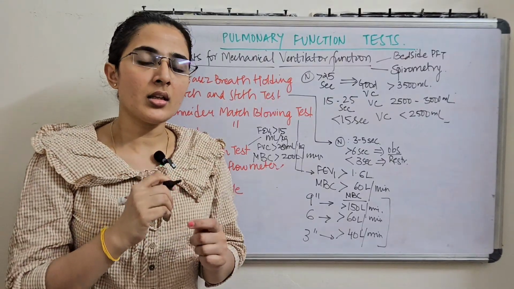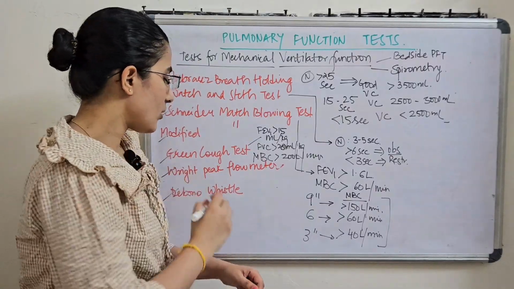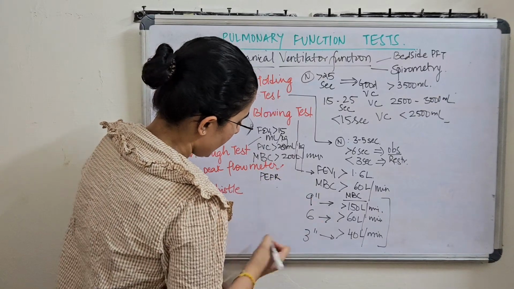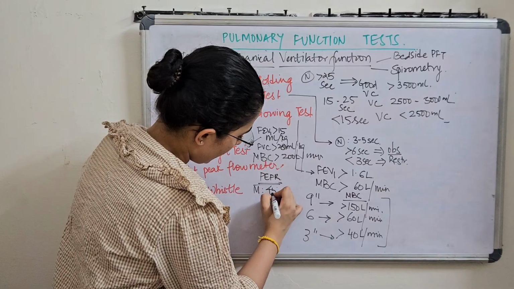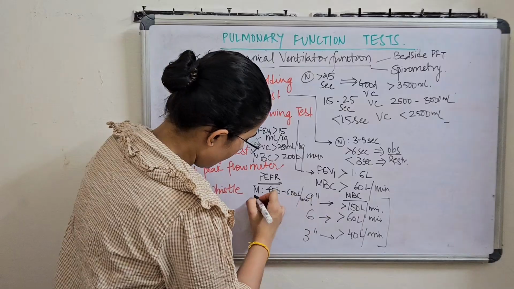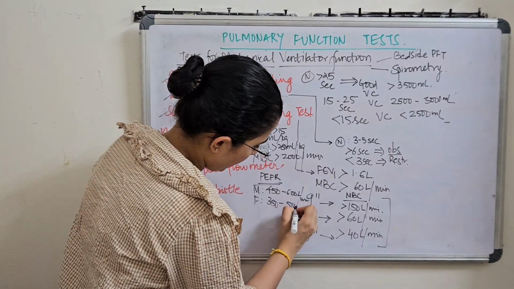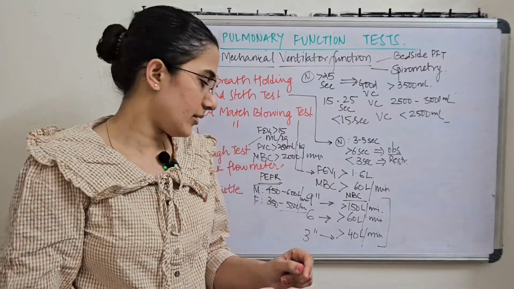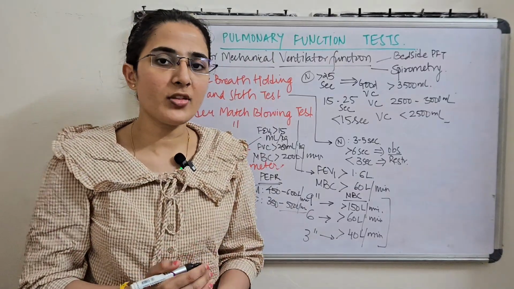Next we have two devices. One is the Wright's peak flow meter and the other is DeBono's whistle, which will tell us about the peak expiratory flow rate. Normally in males, the peak expiratory flow rate will be 450 to 600 liters per minute, and in females it will be 350 to 500 liters per minute. These are the normal values. Anything less than 300 means there is a decrease in the peak expiratory flow rate.